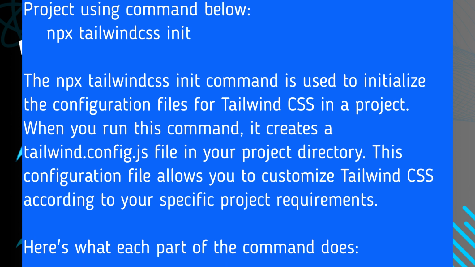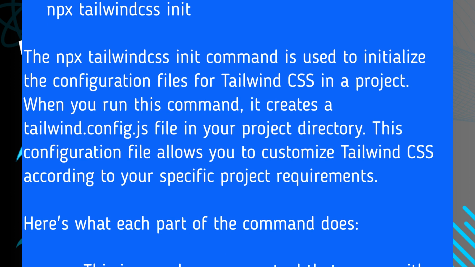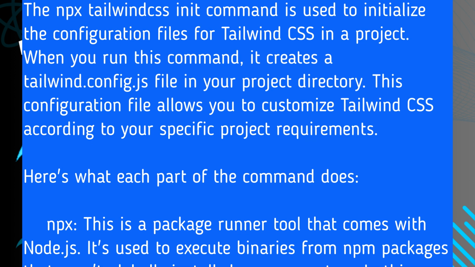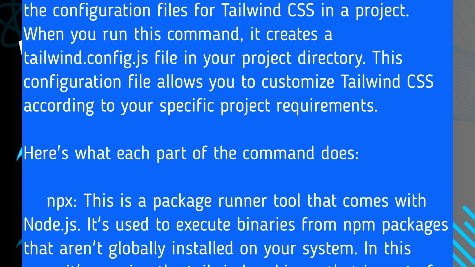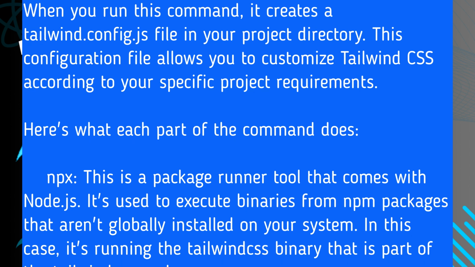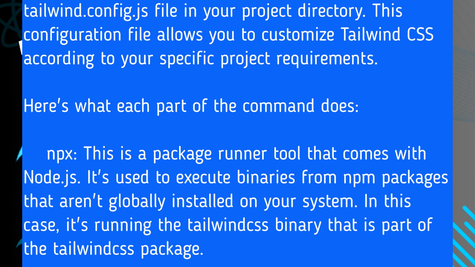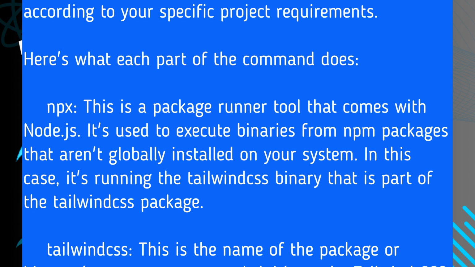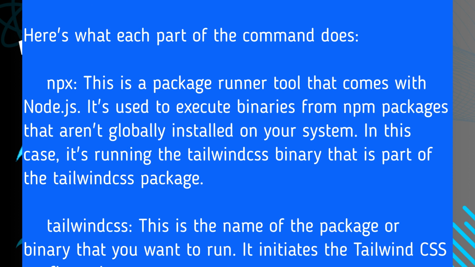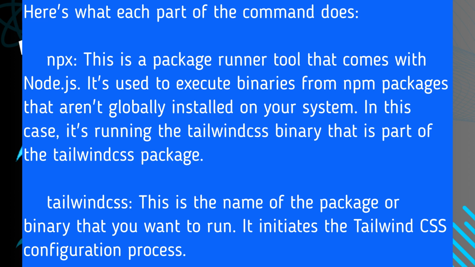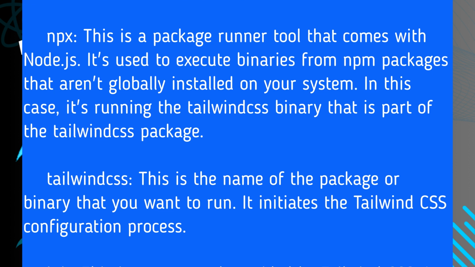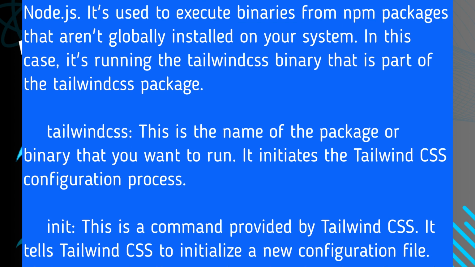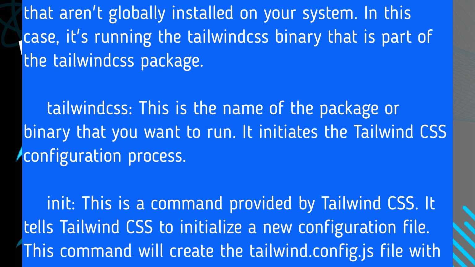Here's what each part of the command does. npx. This is a package runner tool that comes with Node.js. It's used to execute binaries from npm packages that aren't globally installed on your system. In this case, it's running the Tailwind binary that is part of the Tailwind package. Tailwind. This is the name of the package or binary that you want to run. It initiates the Tailwind CSS configuration process. Init. This is a command provided by Tailwind CSS. It tells Tailwind CSS to initialize a new configuration file.